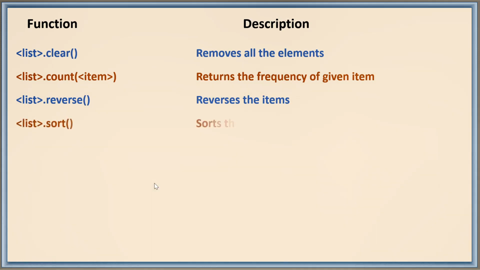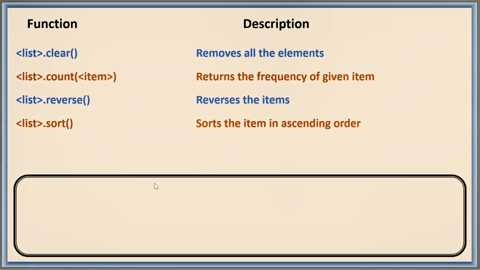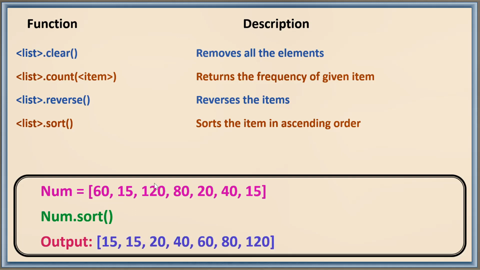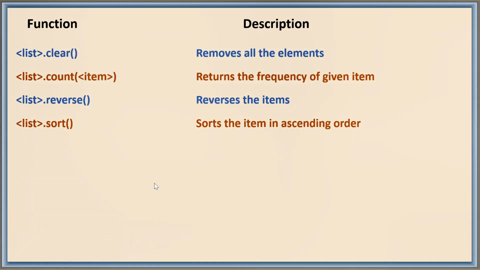The next method, sort(). This will sort the elements in ascending order. For example, if I have the same list which is shown in the previous slide and then I give num.sort(), it will sort the elements. Remember, this will modify the previous list. The original list will get modified and then the current sorted list is only available there. Original list you will not be able to get back.